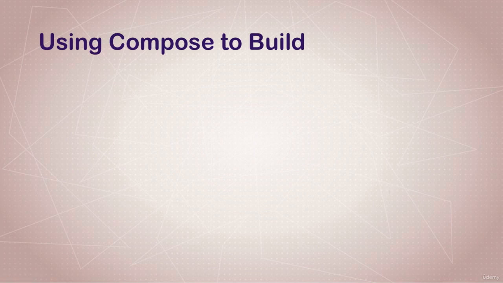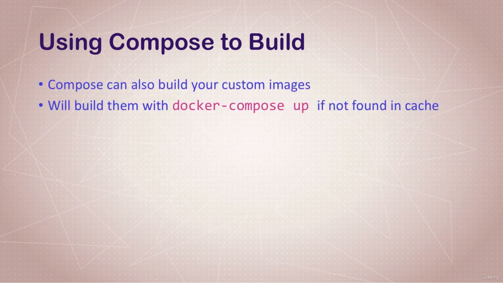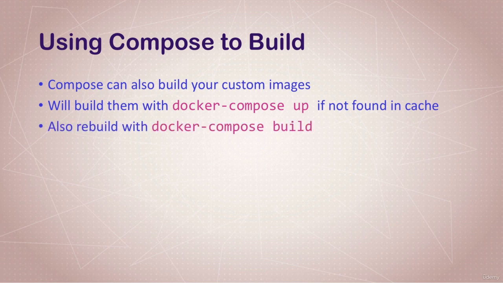So another thing that Compose can do for you is build your images at runtime. It'll actually look in the cache for images, and if it has build options in it, it will build that image when you use the up command. And it won't build the image every single time. It'll only build it if it doesn't find it. You'll need to either use the docker-compose build to rebuild your images if you change them, or you can use docker-compose up --build. We'll actually see that in a minute.